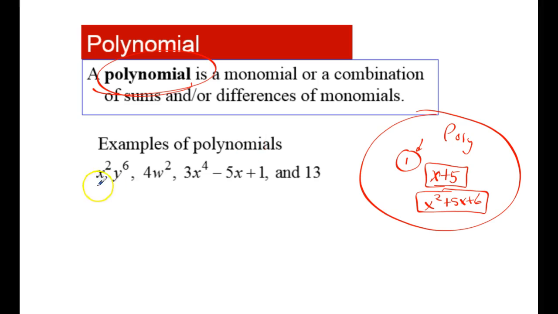So examples of polynomials, this is a monomial, one term. This is a monomial, but this is a trinomial. And this is just a constant.